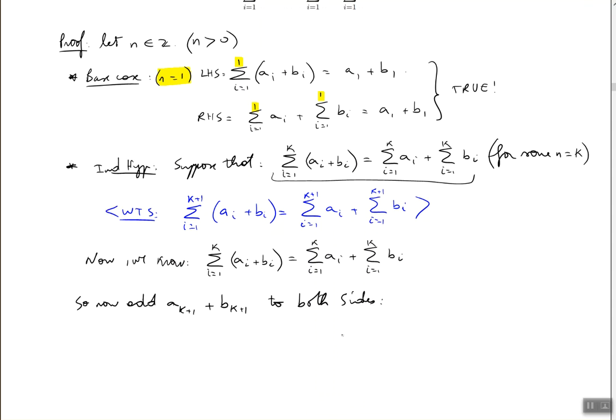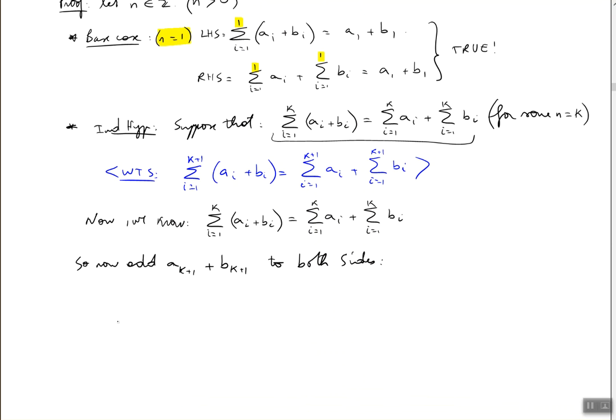Well, on the left hand side we end up with sigma i going from 1 to k of ai plus bi, and the extra piece that we're adding, and it's also equal to sigma i going from 1 to k of ai plus sigma i going from 1 to k of bi plus the extra term that we're adding. Awesome, so this is what we have so far.